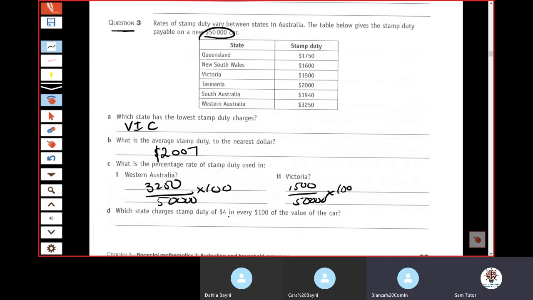Which state charges stamp duty of $4 in every $100 of value of a car? So pretty much 4%. Which is 2,000, so that is this guy's. That's all I did. I know that 4 of 100 is just 4%. It's the fancy way of saying. So I just quickly went and did 50,000 times 4%, and they gave me $2,000, which means it's Tasmania.